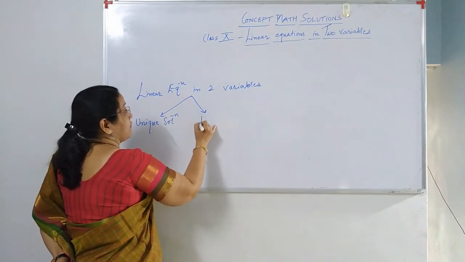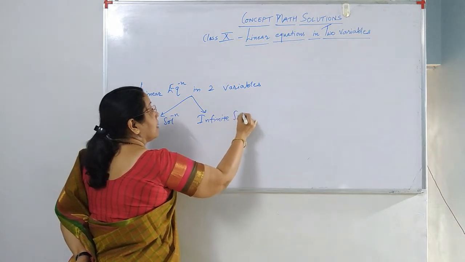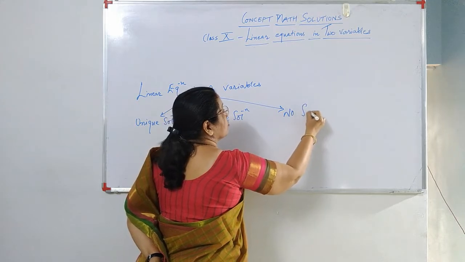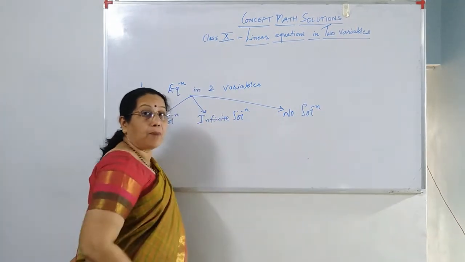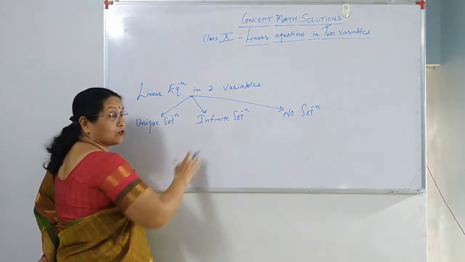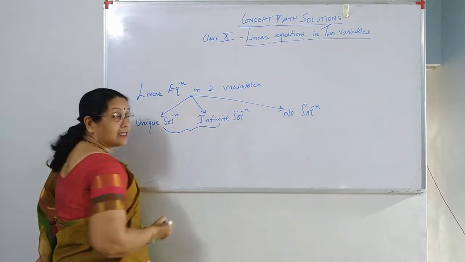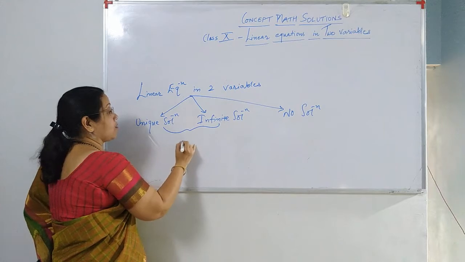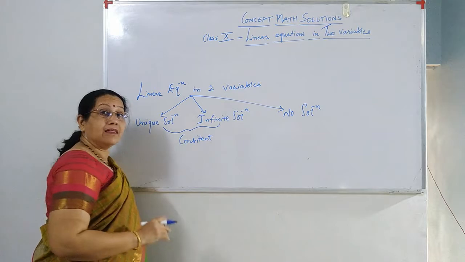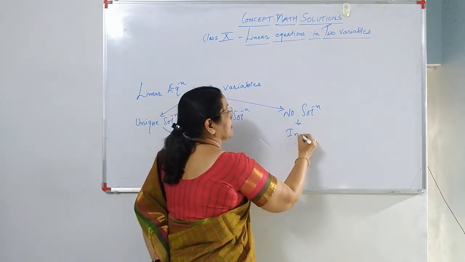Then we have discussed infinite solutions, that is, the lines are coincident lines. And then the third situation, which says no solution, that is, the lines happen to be parallel lines. Here, with a unique solution or infinite solutions, a solution exists. So when either of these two cases happens, the equations are called consistent. And when the equations don't have any solution, they are called inconsistent.